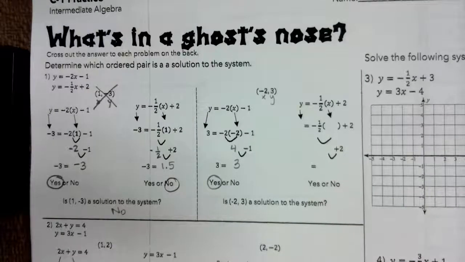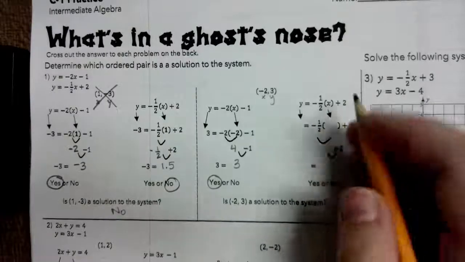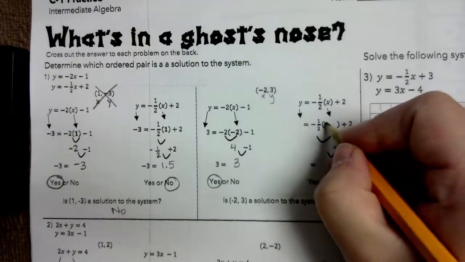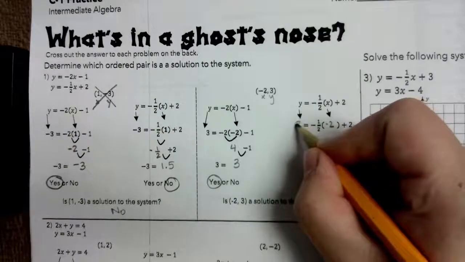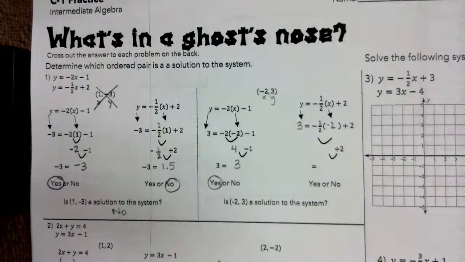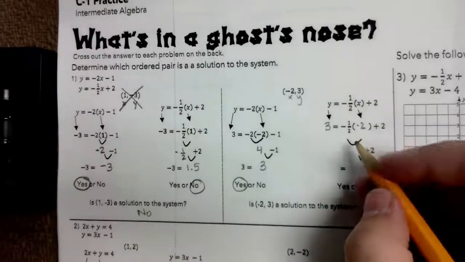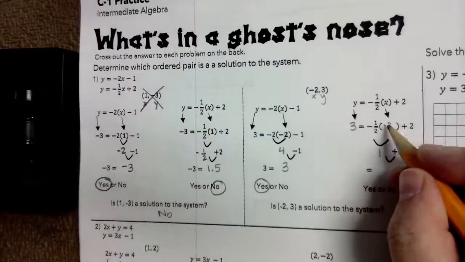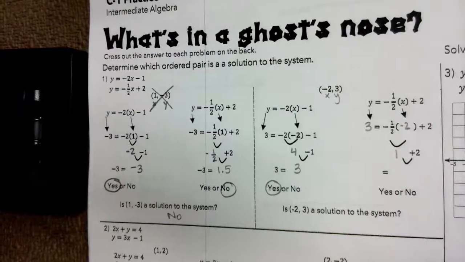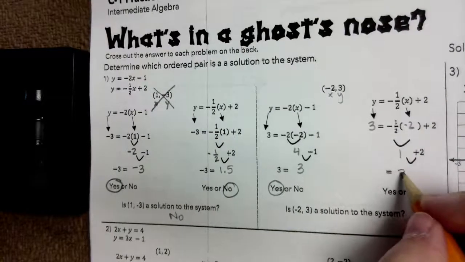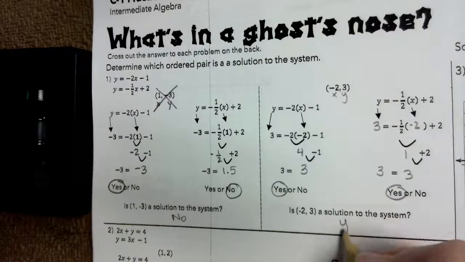Okay, now on this one we got to plug in our y and our x. So what is our x? -2. Sorry, I started with my x. That's the way my brain works. What is my y? 3. Some people might start there because it's left to right. All right, what's half of 2? 1, and a negative times a negative is a positive. So it's a positive 1. Plus 2. And what's 1 plus 2? 3. So does 3 equal 3? Yes. So is this a solution? Yes. All right, so that is our answer.